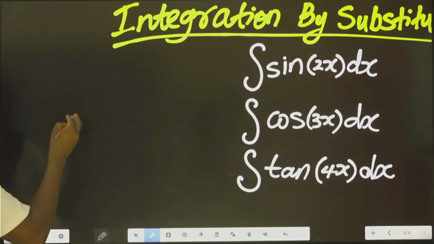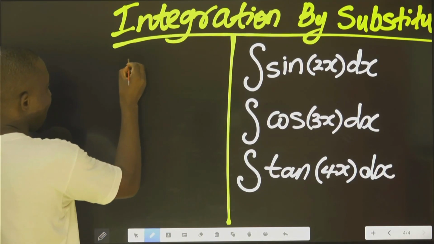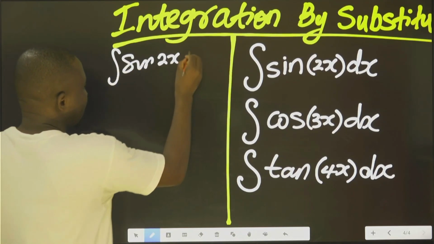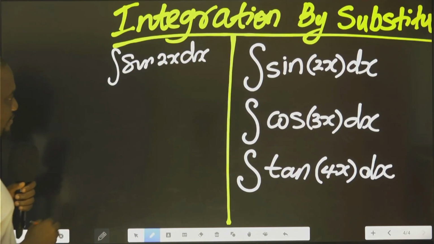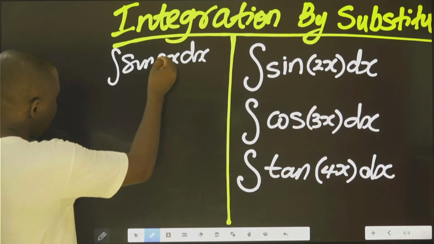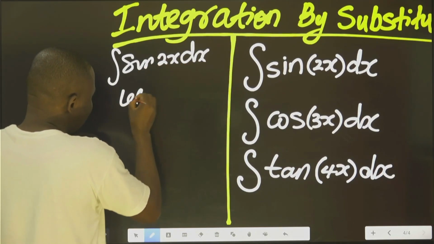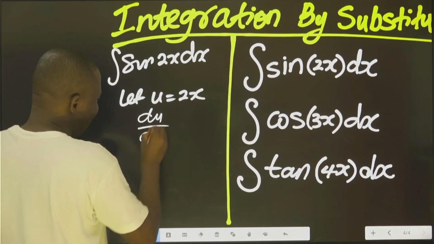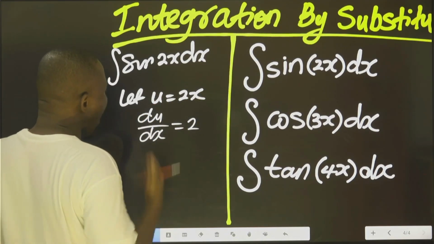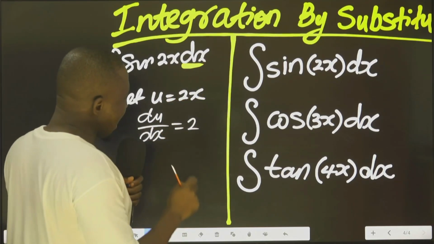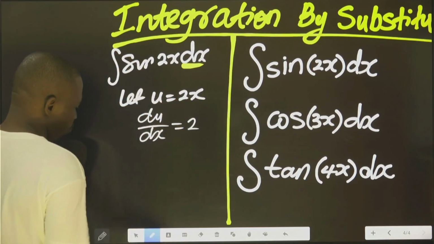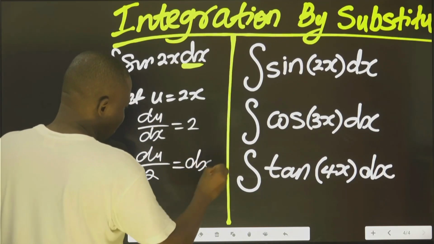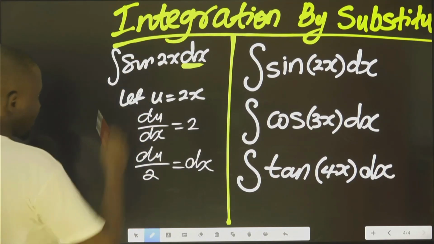You can see here we have sine 2x. We are asked to find the integral of this. Because it's not straightforward, let u be equal to 2x. So we say du over dx, you agree with me, is 2. Why are we doing this? Because I want to replace this with something in u. So I will make dx the subject of the formula.